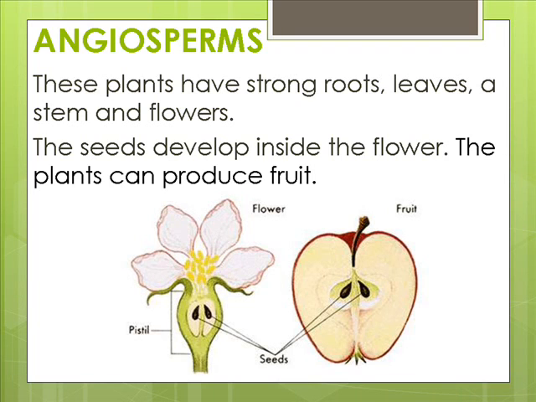Angiosperms. These plants have strong roots, leaves, a stem, and flowers. The seeds develop inside the flower. The plants can produce fruit.